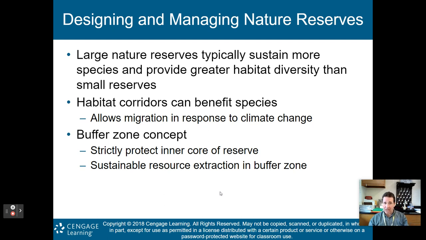A buffer zone is meant to strictly protect the inner core of the reserve, with sustainable resource extraction in the buffer zone. What does that mean? Well, basically think of a circle, right? Think of a bullseye. You have the inner circle and then you have outer concentric circles around it, right? So the buffer zone concept says, okay, we have this nature reserve in that middle, that bullseye, no one's going in there, right? We're strictly protecting that inner core. You're not going in there. You're not hiking. You're not biking. That's just protected. Then maybe in one of the outer rings, right?